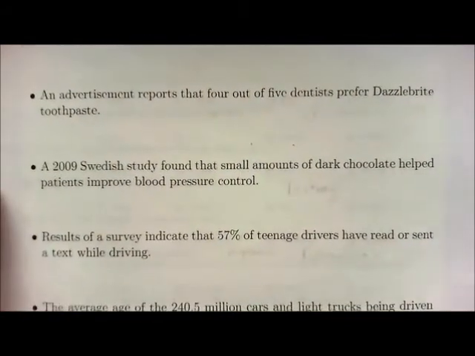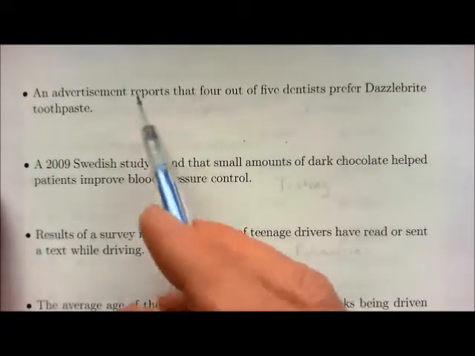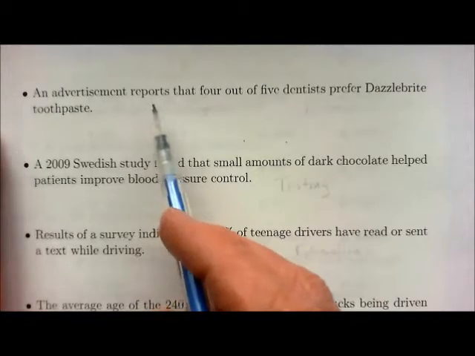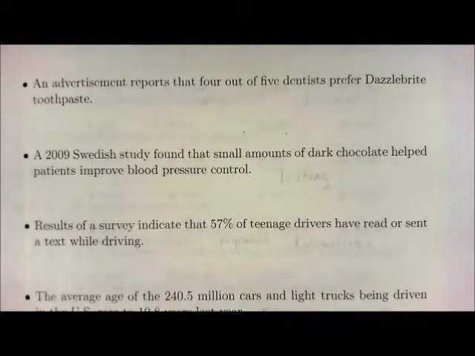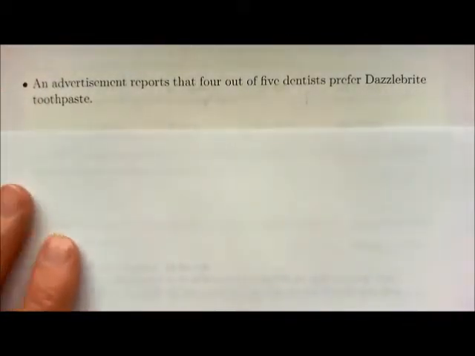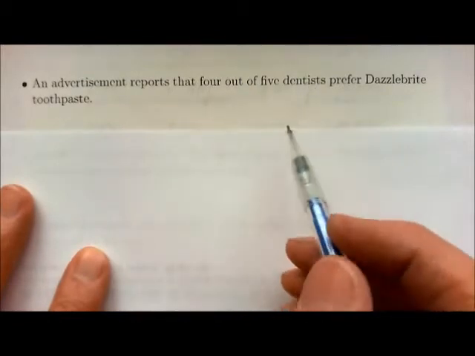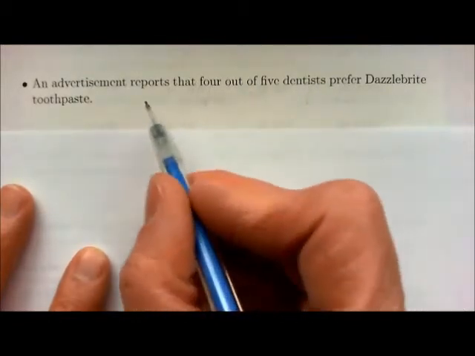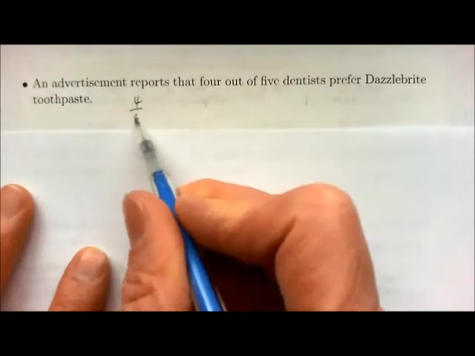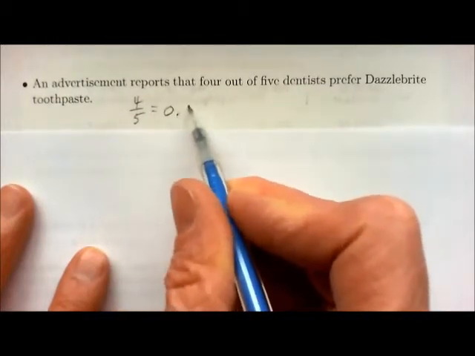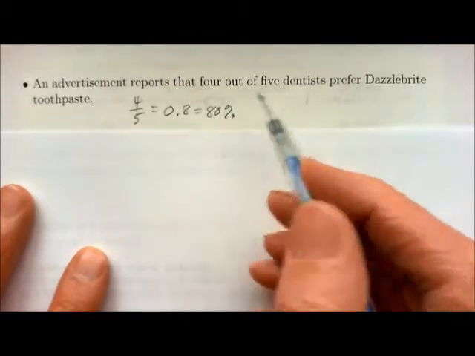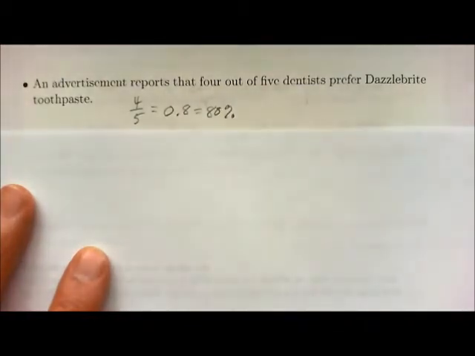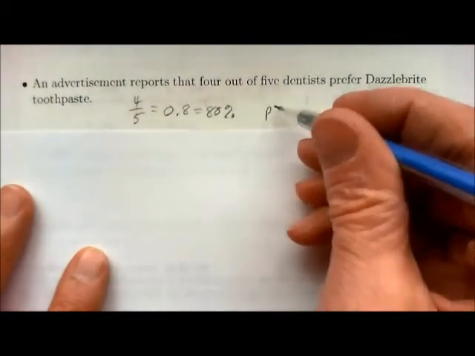These are some things we looked at before. This first is an example of an estimate. And what we have here is where an advertisement claims or reports that 4 out of 5 dentists prefer Dazzle-Brite toothpaste. So when we see the 4 out of 5, we can write that as a proportion. We could write that as 4 out of 5, which is 0.8, or 80%. So in other words, 80% of dentists prefer Dazzle-Brite. So that, in that case, is a proportion.